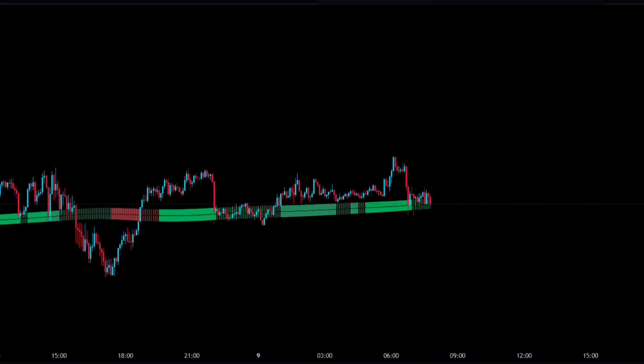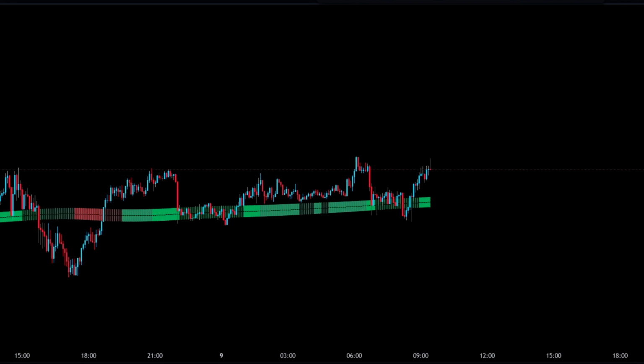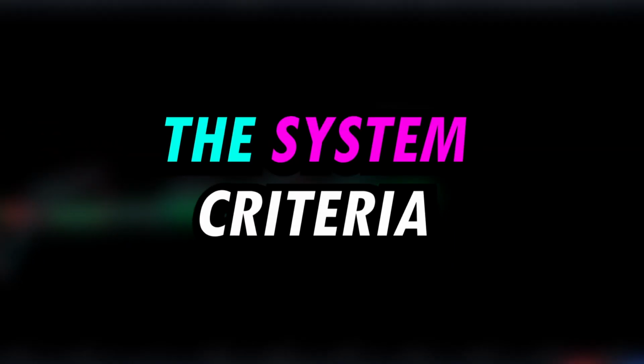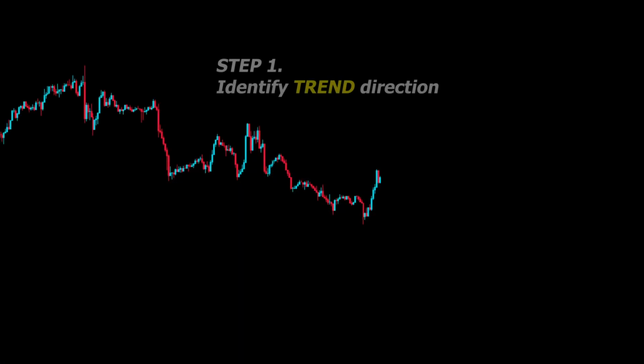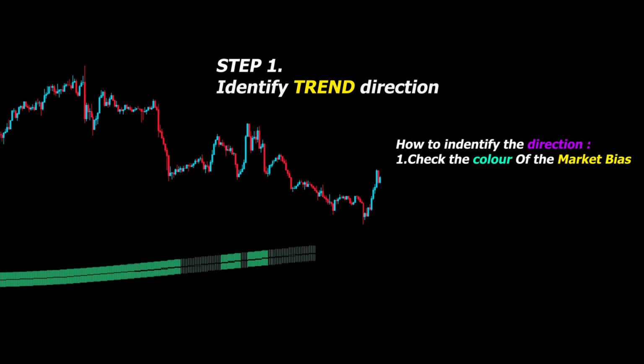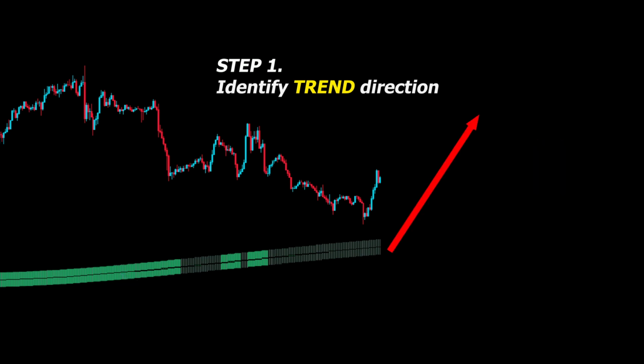Now we understand that we can drastically reduce the amount of losses taken. Let's understand the exact system of how we combine these both together. So for the first step, we're going to be identifying the overall trend direction, and we do this by analyzing the market bias's color. So when looking for longs, we need to make sure that the market bias is colored in green, showing us that the overall sentiment is bullish and we're only looking for long continuation trades.